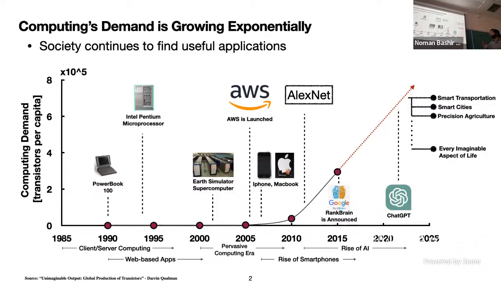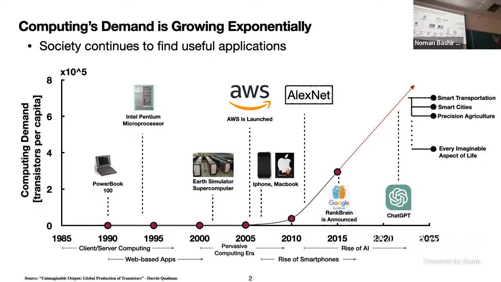And the third thing is the rise of AI and the large language models. As these become more and more popular, like with ChatGPT, I don't need to really talk about that, but the demand for computing is growing even further, and ChatGPT along with other large AI models are enabling a lot of useful applications across different domains of life. It's not just limited to computing itself.